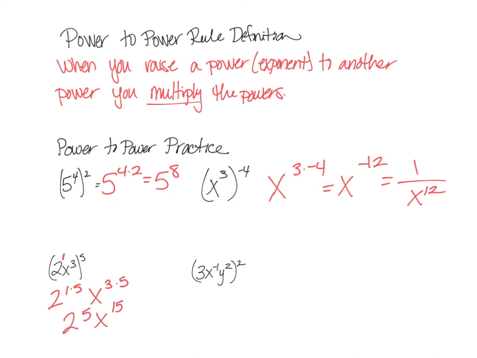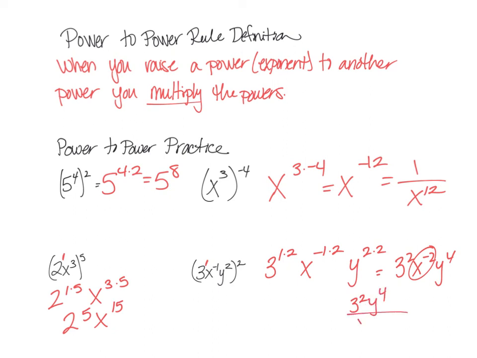And then lastly, we would have another tricky one. Don't forget you have a 1 right there. So you'd have 3 to the 1 times 2, x to the negative 1 times 2, and y to the 2 times 2. So what does that give me? 3 squared, x to the negative 2, y to the 4th. But we're not allowed to have that negative exponent. So everything with a positive exponent stays up top. And then the x squared goes downstairs.